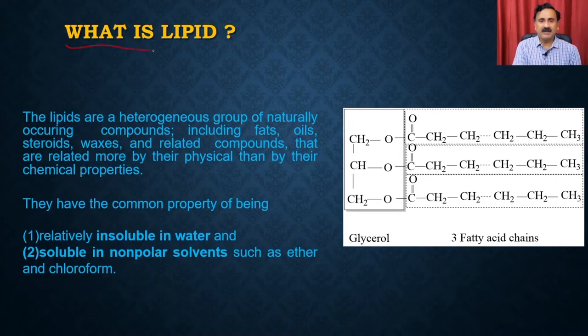So the first question is, what is a lipid and what is the structure of a typical lipid? Lipids are a heterogeneous group of naturally occurring compounds, including fats, oils, steroids, waxes, and related compounds that are related more by their physical than by their chemical properties. They have two common properties: lipids are relatively insoluble in water, and they are soluble in non-polar solvents such as ether and chloroform.